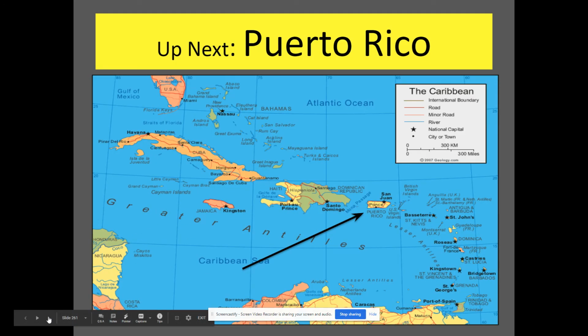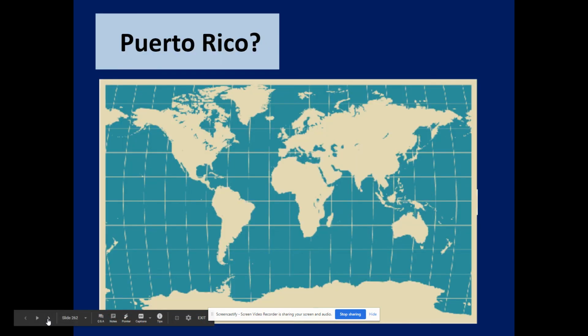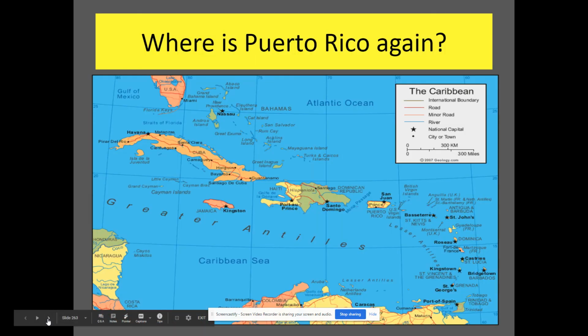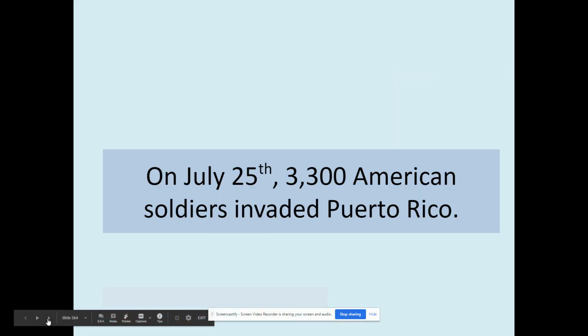So now Guam's gone, Philippines gone, Cuba essentially conquered. There's only Puerto Rico left. So what happens with Puerto Rico? Well, there it is, right next to Cuba. And once again, where's Puerto Rico? Right there, sweet. On July 25th, 3,300 American soldiers invaded Puerto Rico.